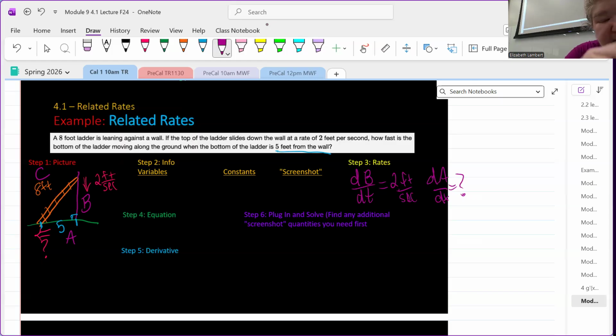So when I look at this ladder sliding down the wall, my B distance is going to be changing. My A distance is going to be changing. Is my C distance changing? No, because that's the ladder. The length of the ladder does not change here. So since C is constant at 8 feet, that means dC/dt is not changing. It's always 8 feet, so there is no rate of change to that.